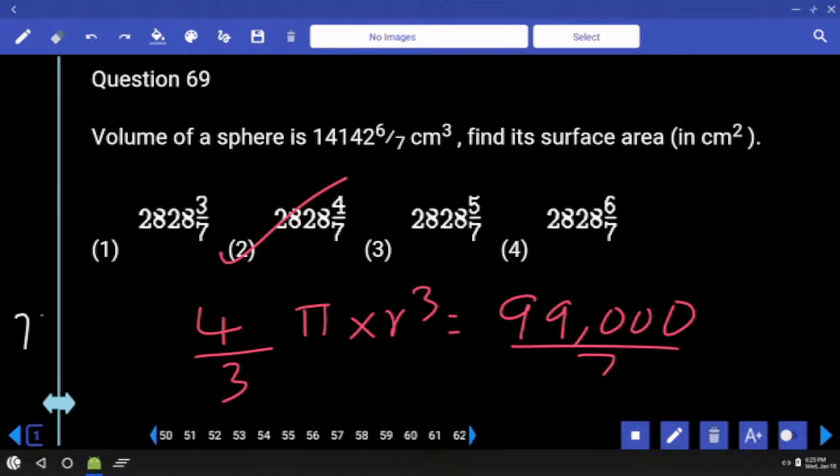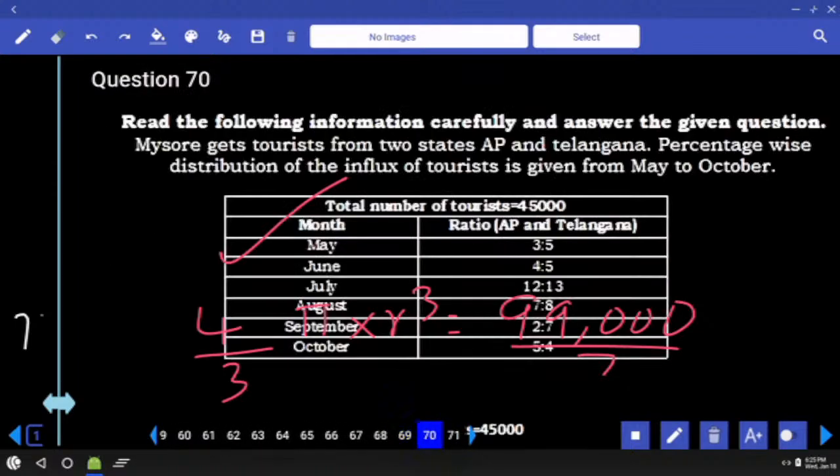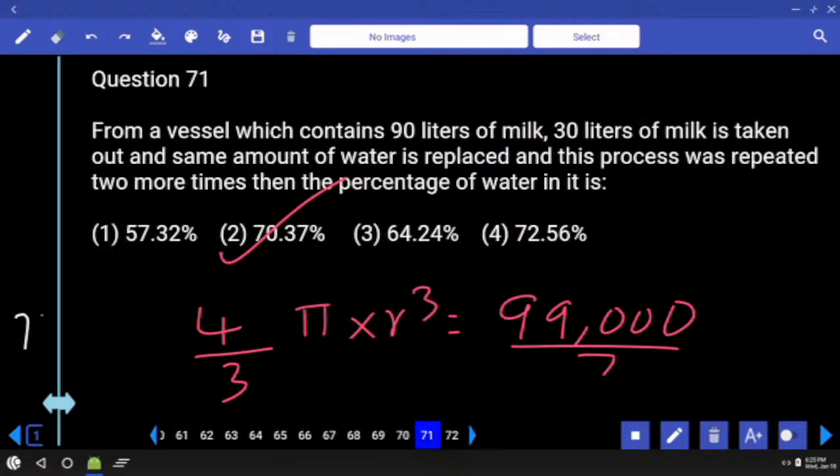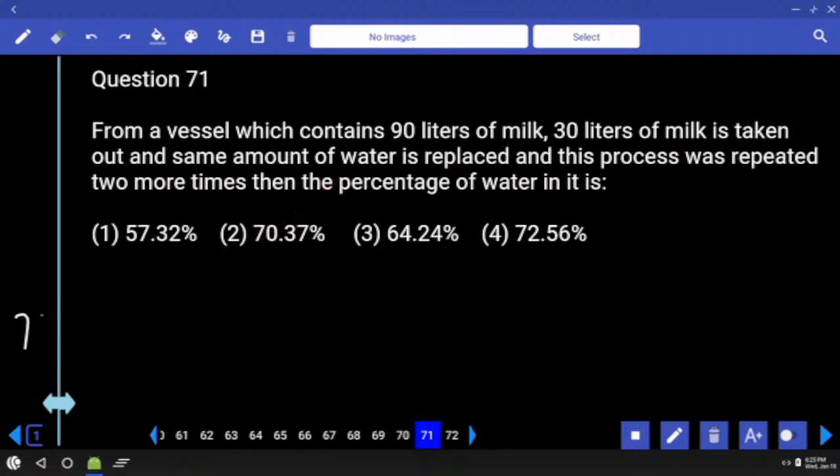Volume of sphere is 4 by 3 pi r cube. Surface area is 4 pi r square. Okay. Next, 70. I think you can manage this, yes or no? Next, 71. Okay, this is a question that we have solved.